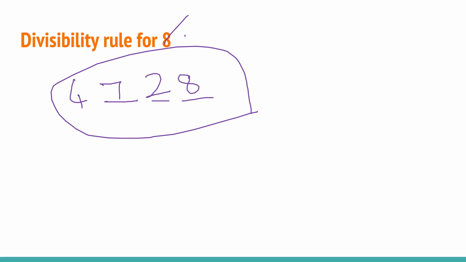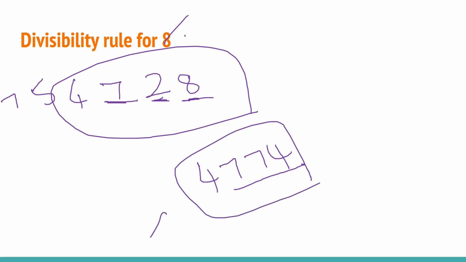Whatever the number might be, you can add any number of digits in the higher order places. But if the number formed by the thousands, hundreds, tens, and ones digits is divisible by 8, then the whole number is divisible by 8. Let us take some other example like 4774. Now 774 is not divisible by 4. Therefore this whole number is also not divisible by 4. Let's move on to the next question.